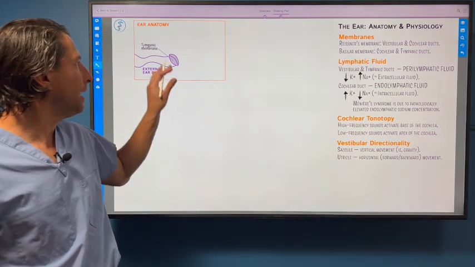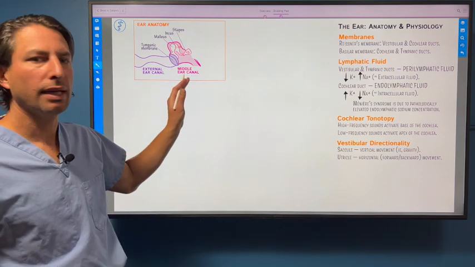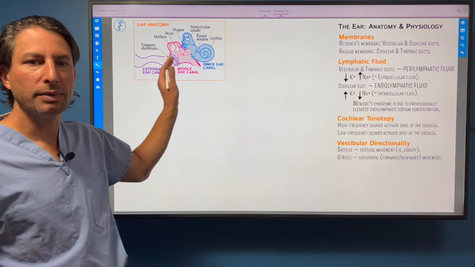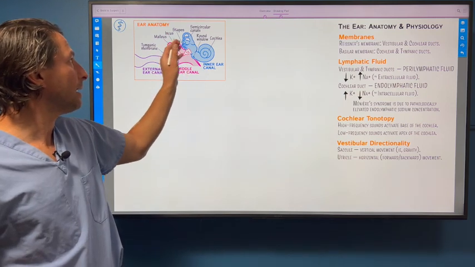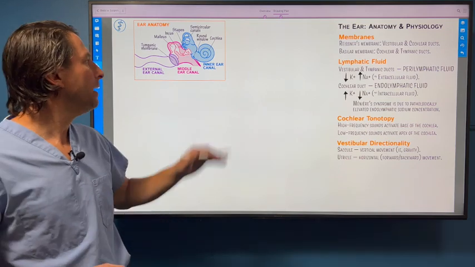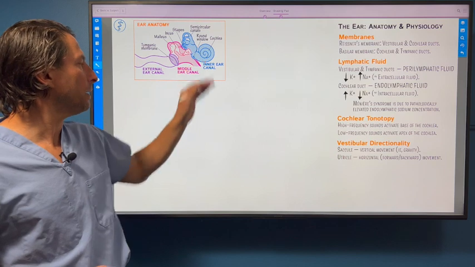The basic anatomy of the ear is there's an external ear canal, a middle ear canal, and then an inner ear canal. The middle ear canal has from lateral to medial the malleus, the incus, and the stapes. We can remember with the acronym MIS. And then the inner ear canal has the semicircular canals and then the cochlea.